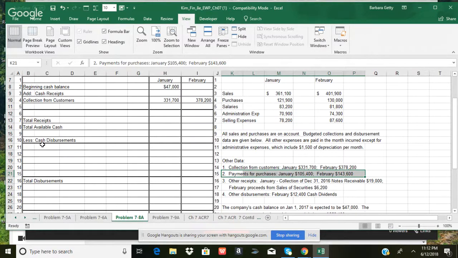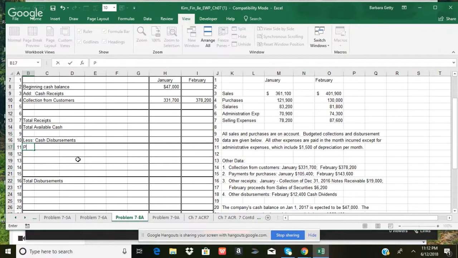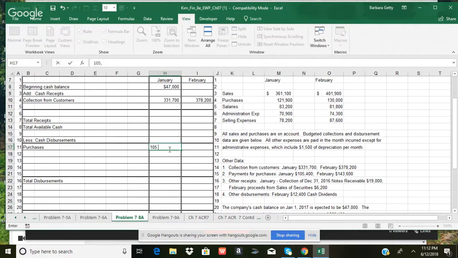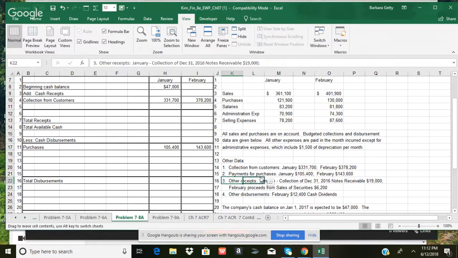Now, if you are doing the assignment, they'll have drop downs. And normally we would put payments for purchases, but in the drop down, the only option it gives you is purchases. So I'm just going to put purchases in here, but that's what this one entails. And it tells us the purchases for January are $105,400, and February is $143,600.